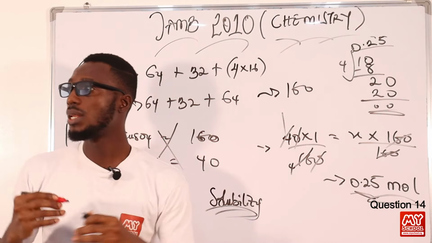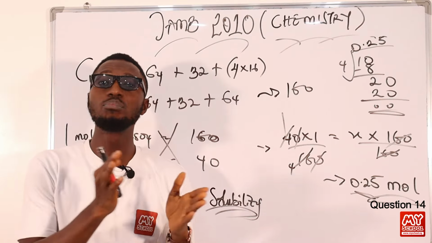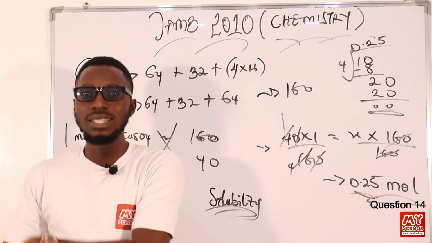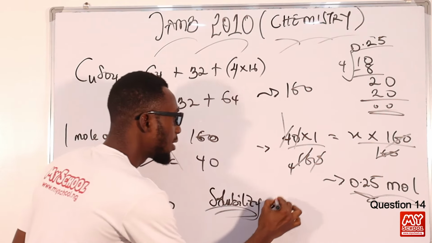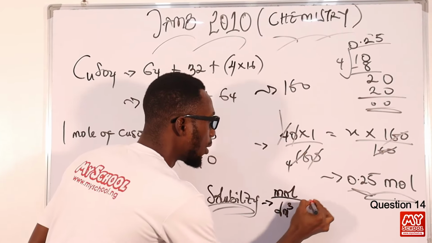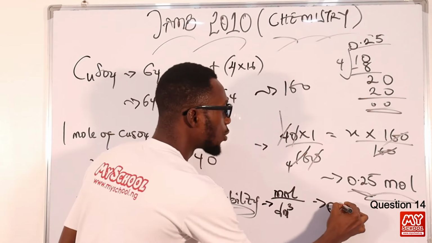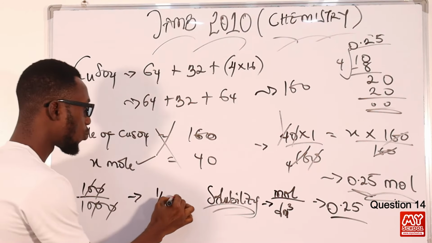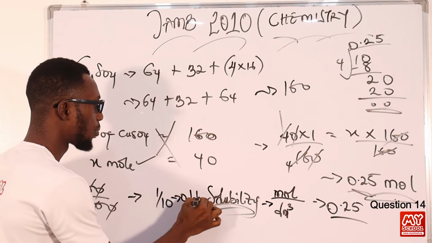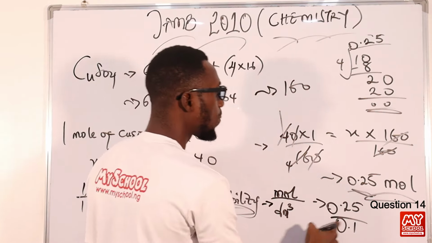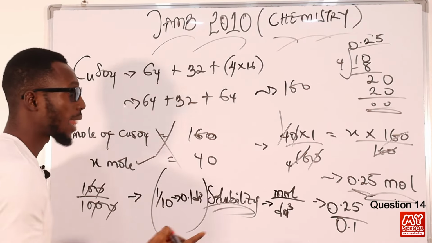So from the question, let me take the question again. Calculate the solubility in mole per dm cube. Let me just give you the hint. Mole per means over or divided by dm cube, right? So the mole is 0.25, and the dm cube is 0.1 dm cube. So 0.25 divided by 0.1. That is very easy for me.